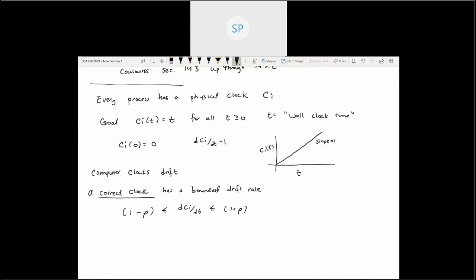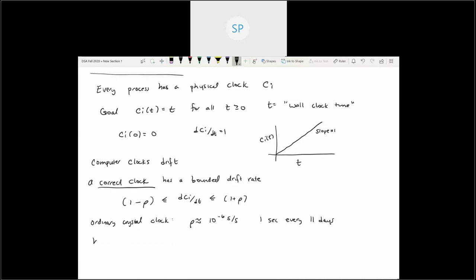And so if you think of an ordinary crystal clock, so not your super high fancy one, then rho is going to be about 10 to the negative 6 seconds per second, which just means that you're going to drift by maybe 1 second every 11 days. And that's for your standard non-fancy clock. But if you have a fancy high precision clock, you can do much better.